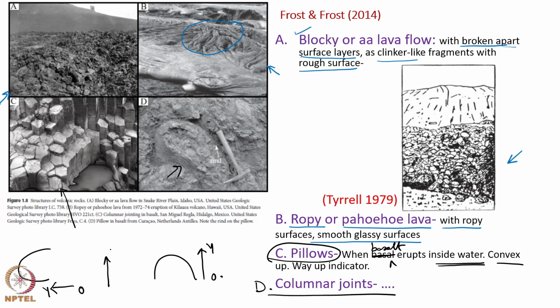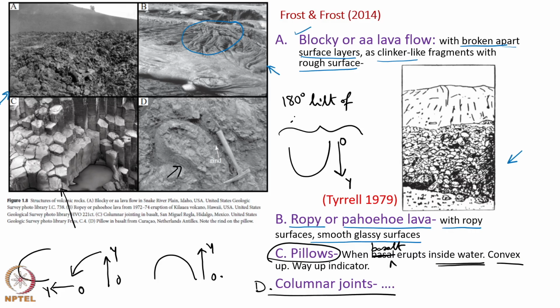In other words, this line has taken a 90-degree turn, which can be due to regional folding. Suppose this is a pillow basalt, then this is the Younging direction, and this situation indicates 180-degree tilt of rock, which can be produced due to folding.